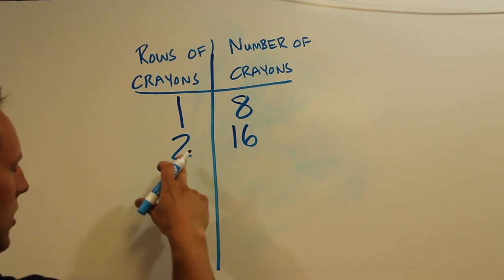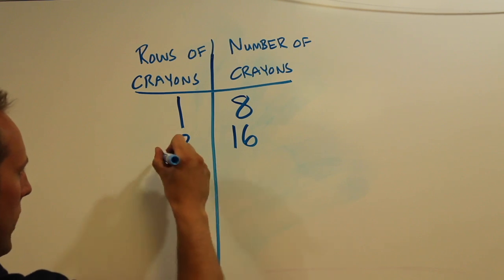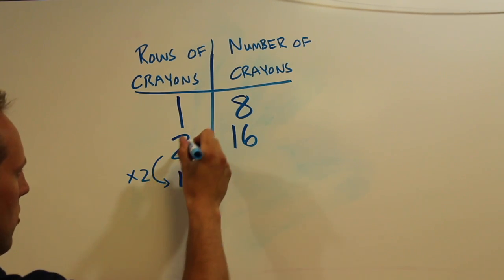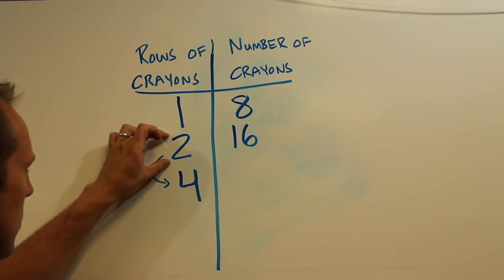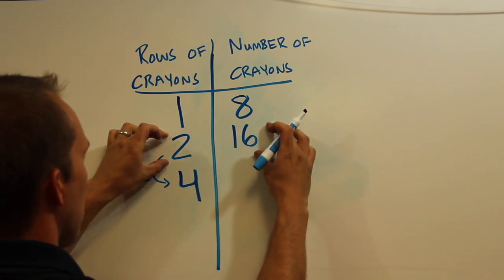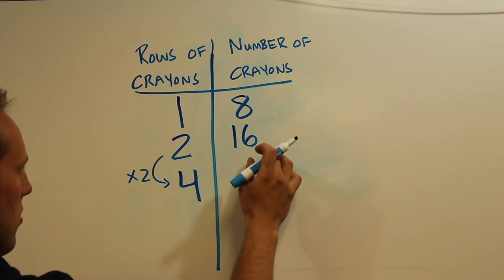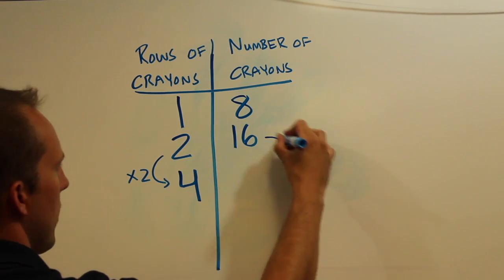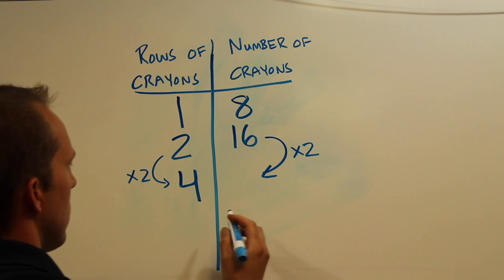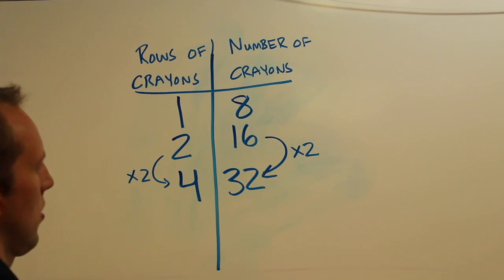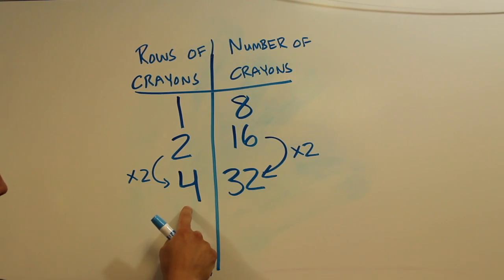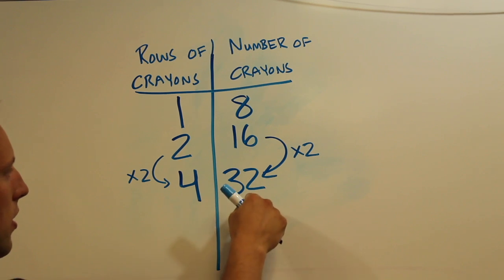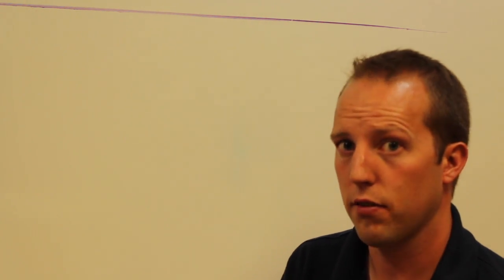So for instance, I see that to get from 2 to 4, I could just double it. So 2 doubled, or 2 times 2, is 4. So if I'm doubling the rows of crayons, then I'm also going to have to double the number of crayons that are in 2 rows. So I doubled 2 to get 4, so now I've got to double 16 to get the total, which is 32. And that's my answer. 4 rows of 8, or 4 times 8, would give me 32 crayons. Okay, so now we're going to use a tile array to solve the same problem.